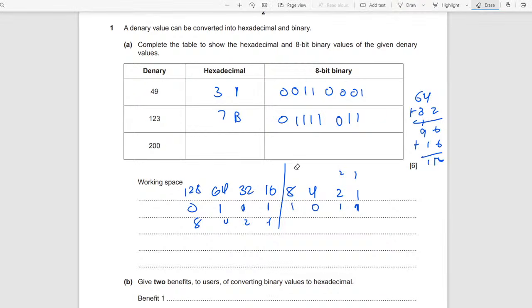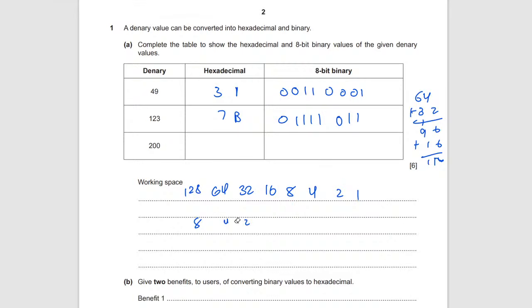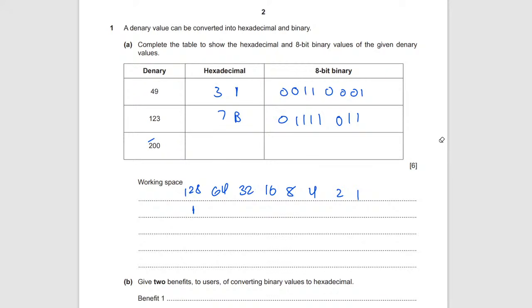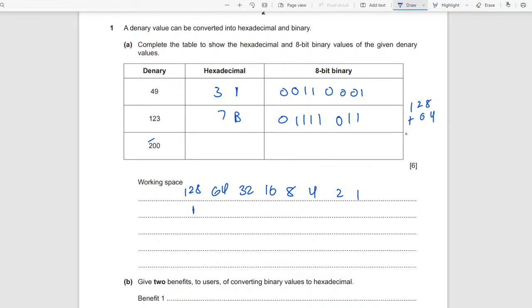200, the much larger one. Okay, so it's the same thing, 6 marks. You can see it usually comes with a lot of marks. So 128, of course, we'll need 128. Then 128 will be added to, let's see, can we add it to 64? 128 plus 64 will be 192. Yeah, so we'll need 64. Then we'll need only 8 more, so the rest will all be 0 except 8. So that'll be 1, 1, 0, 0, 1, 0, 0, 0.